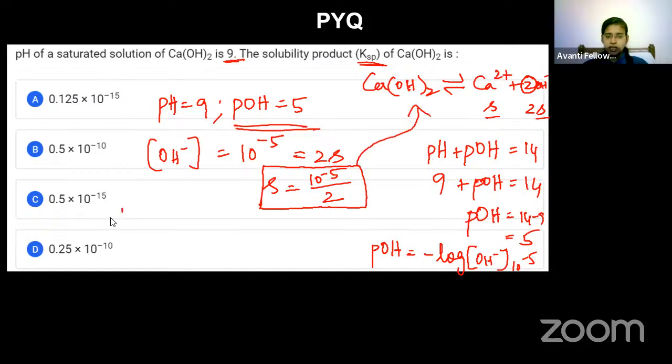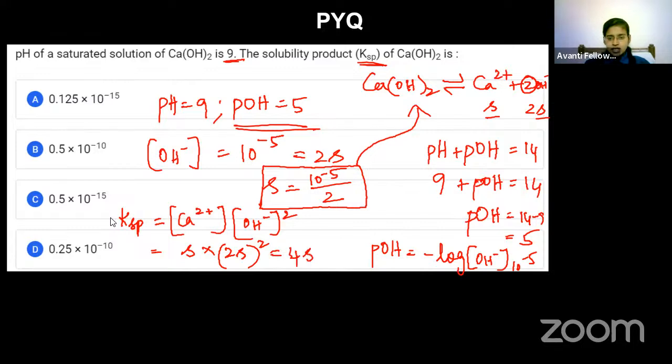We know that KSP is equal to concentration of Ca2 plus and concentration of OH minus square. So for calcium 2 plus it is S, and for OH minus it is 2S the whole square. So 2 square is 4 and we will get 4S cube. From this, substitute: KSP is equal to 4 into S, which is 10 to the power minus 5 divided by 2, the whole cube.